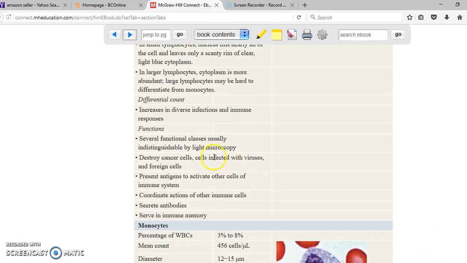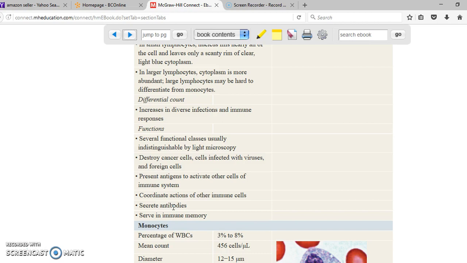One of the most important ones that you need to remember is that it produces, let me see if they put it right here in this summary. There you go. It produces antibodies. Very important, as we're going to be talking about antibodies in many different chapters during the course. So you have to remember that the lymphocytes are the ones that are in charge of producing antibodies.